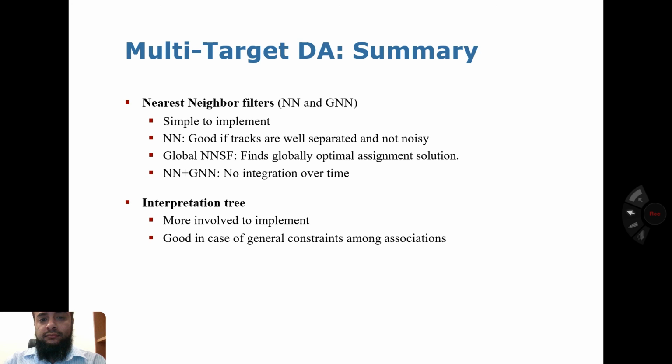So finally, we should conclude our lecture with a summary. The nearest neighbor filter is simple to implement and good if tracks are well separated and not noisy. Global NNSF finds a globally optimal assignment solution, combining both, with no integration over time. The interpretation tree is more involved to implement and good in case of general constraints among associations.